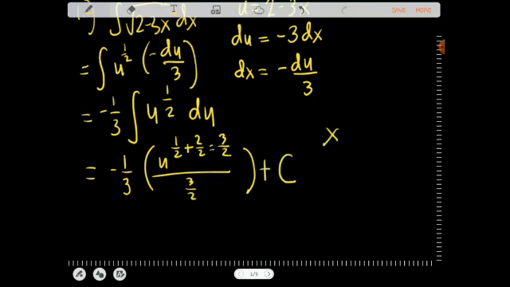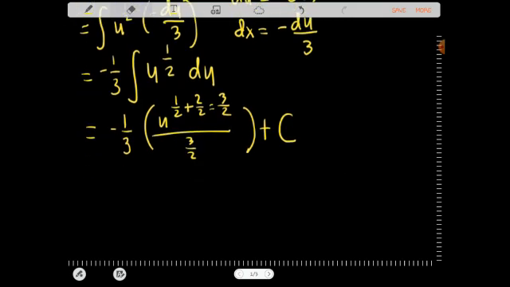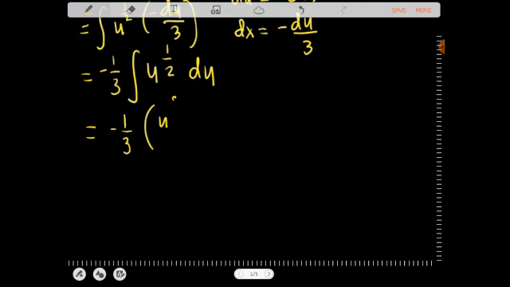Kasi nga, yan yung x raised to n, di ba? Over n plus 1. Okay? Plus 1 din yung nasa numerator na exponent. Okay? So, pwede natin siyang isimplify para hindi tayo maguluhan. Yan. So, this is u raised to 3/2 over 3 over 2 plus the arbitrary constant c.